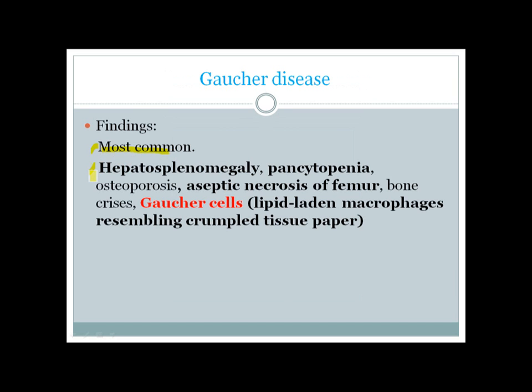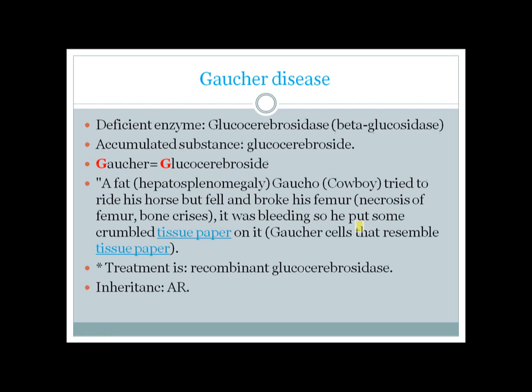So Gaucher disease is one of the most common among the lysosomal storage diseases. In case of Gaucher's disease, there is deposition of lipids in different parts of the body, including the liver and the spleen. And Gaucher disease has something very different from other diseases. The patient can have bone marrow failure leading to pancytopenia. The patient can also have osteoporosis, and more importantly, aseptic necrosis of femur, bone crisis. And if someone does a liver biopsy, he or she will see Gaucher cells.